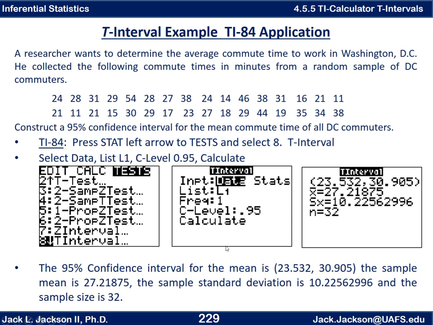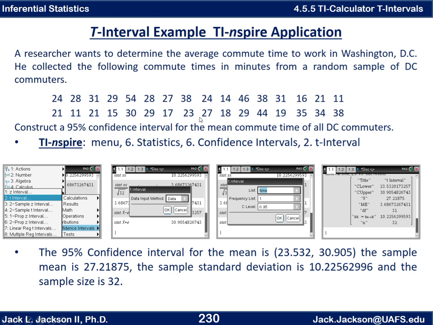Now here's what we do on a TI-84. We press Stat, left arrow to Tests, and select number 8, T-Interval, select Data, and then basically enter it in like it says here, and that's going to compute the confidence interval for us. On the TI-Nspire, we select Statistics, Confidence Intervals, t-Interval, select Data, list as time, confidence level 0.95, click OK, and that will figure it out for us.